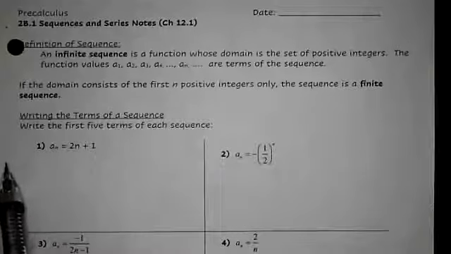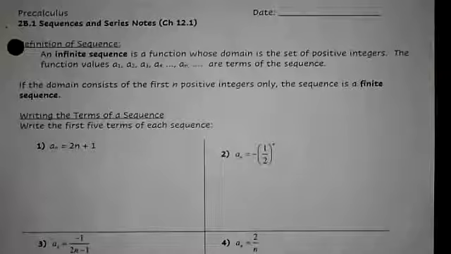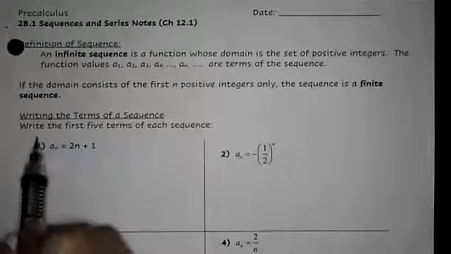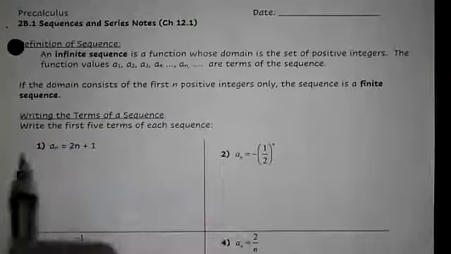You've seen equations like this before. We're just using different notation. So we're going to use all that knowledge that we have of linear equations and quadratic equations, cubic and so on, to discuss these sequences. It says write the first 5 terms of each sequence.